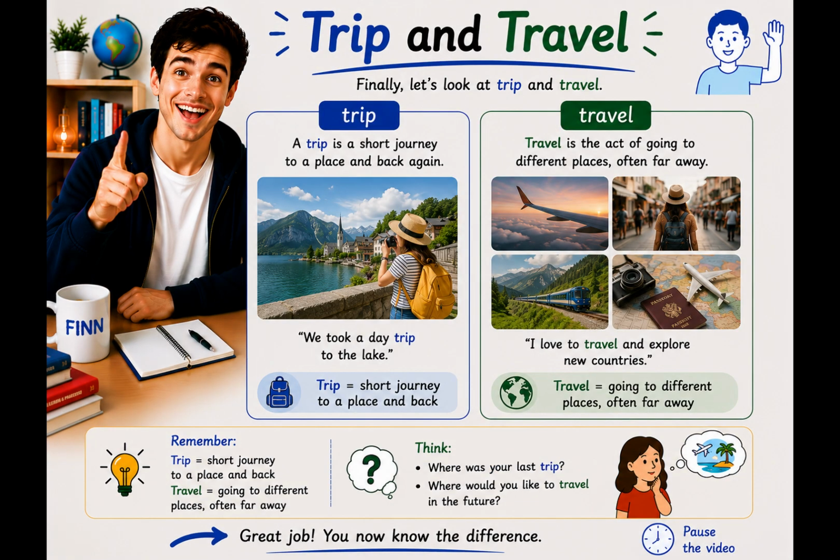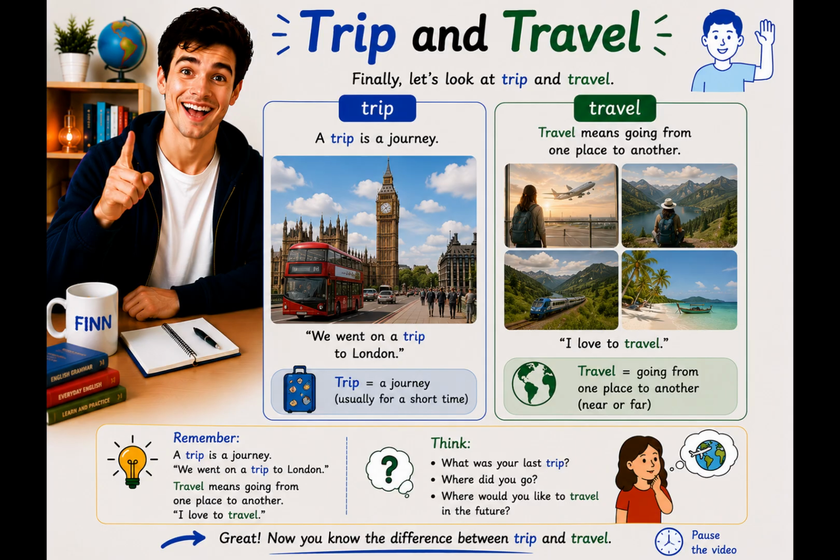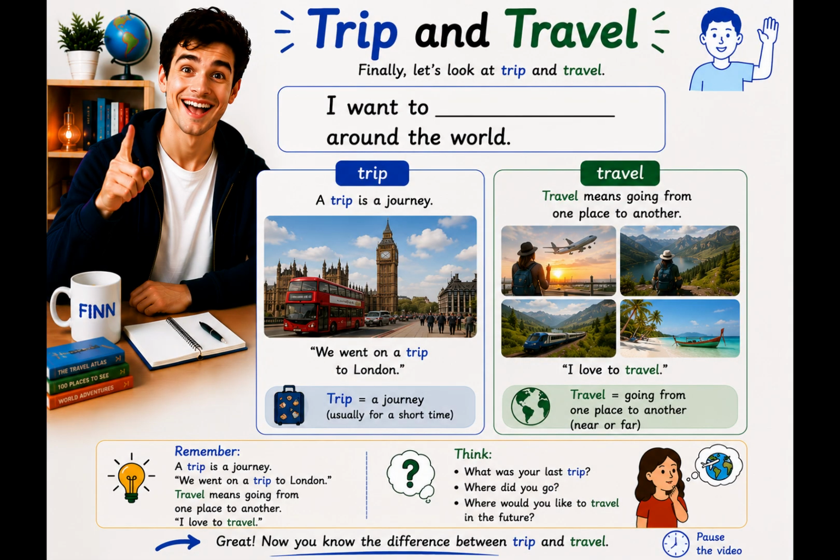Trip and travel. Finally, let's look at trip and travel. A trip is a journey. We went on a trip to London. Travel means going from one place to another. I love to travel. Your turn. What word goes in the blank space? Answer, travel. Did you get it right?